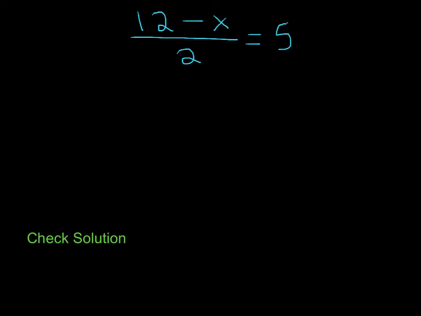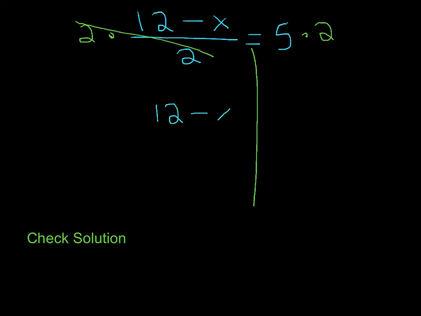This next example is a little bit different, so we're going to do this one together. Now usually you always undo addition and subtraction first, but in this case, because you have a variable within the fraction, we're going to try and undo that fraction first by getting rid of the division by 2. So how do you undo this dividing by 2? We can multiply both sides by 2. What that does is cancels out the denominator and leaves you with just 12 minus x equals 5 times 2 is 10.